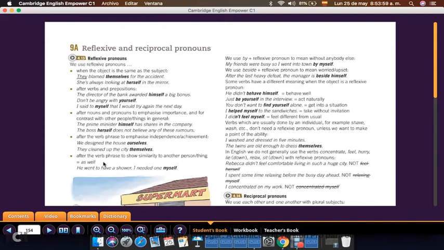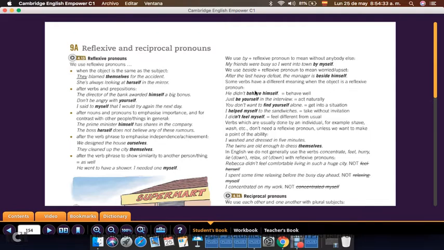After the verb phrase, to show similarity to another person or thing as well. For example, he went to have a shower. I needed one myself. As the same as that person, I also needed one. We use by and a reflexive pronoun to mean without anybody else. Like, my friends were busy, so I went into town by myself. By himself. So I'm talking about someone that's going by themselves, nobody else is going.